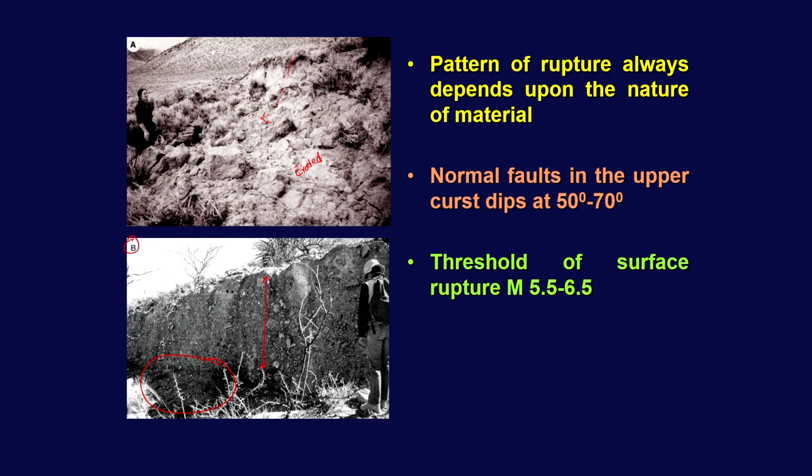Threshold of surface rupture is about 5.5 to 6.5 magnitude. If you have this magnitude, then you may expect a rupture in that area. In the US, it has been observed that most of the earthquakes with magnitude greater than 7 will result in rupture. Again, the rupture is dependent on the material.